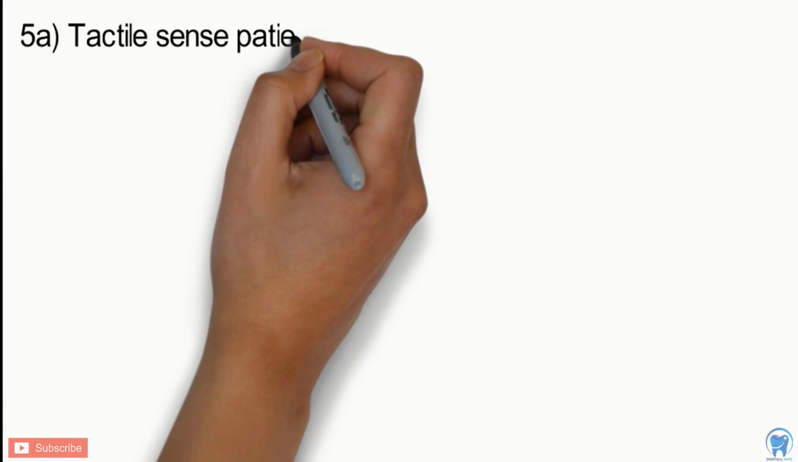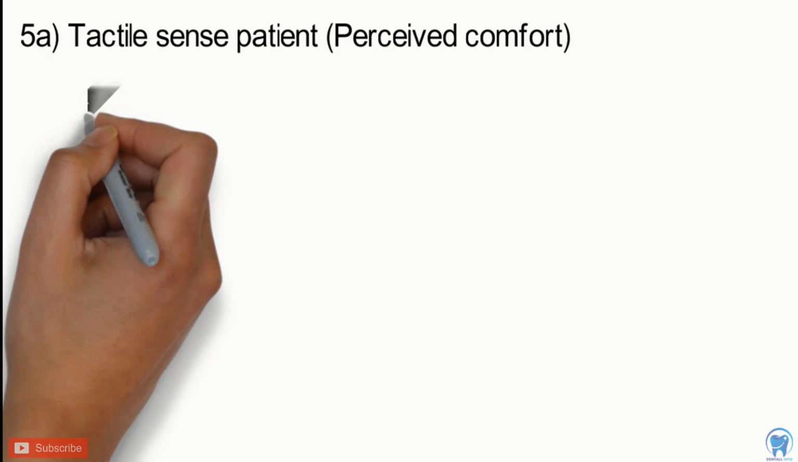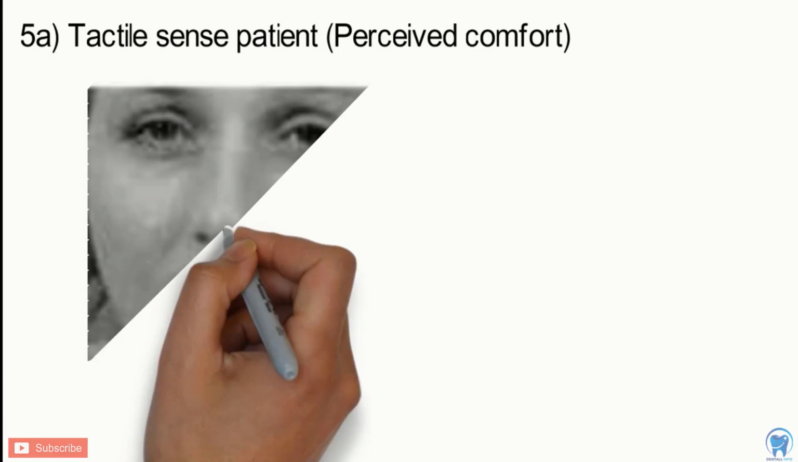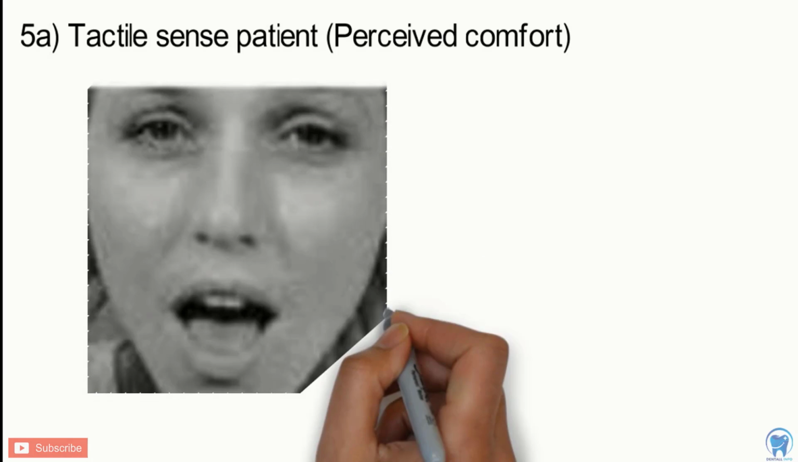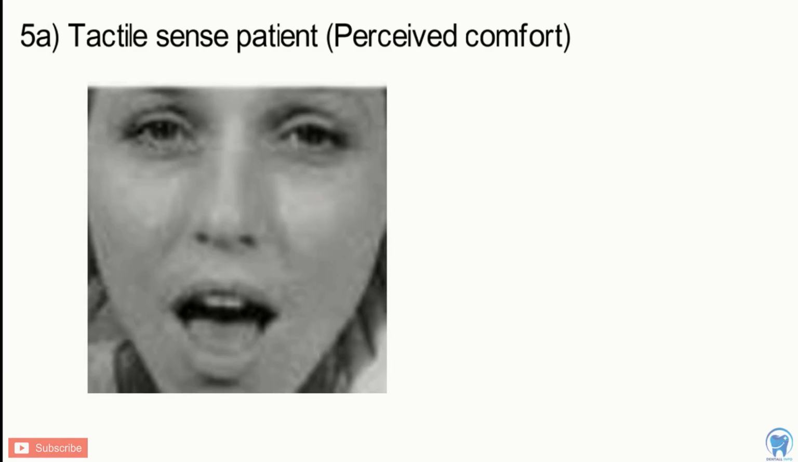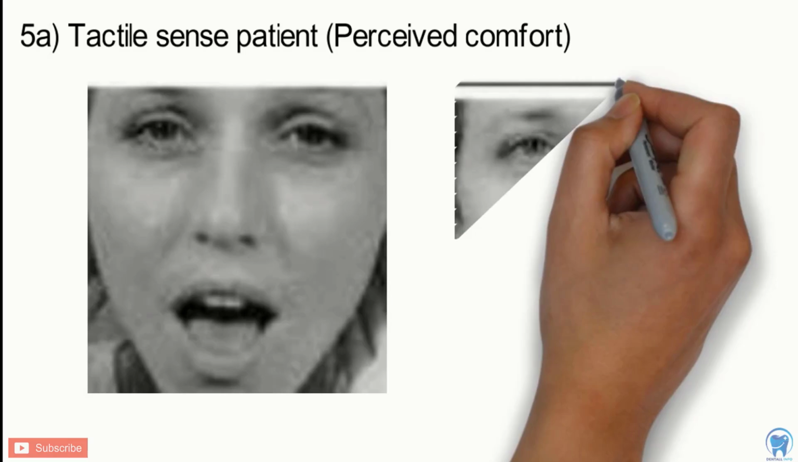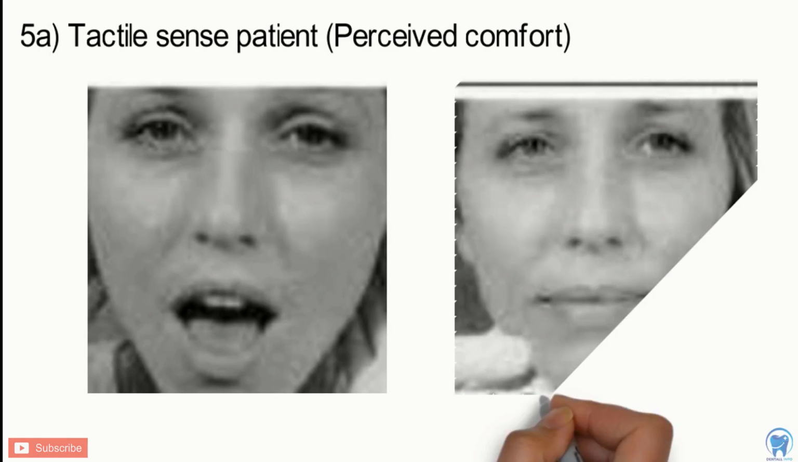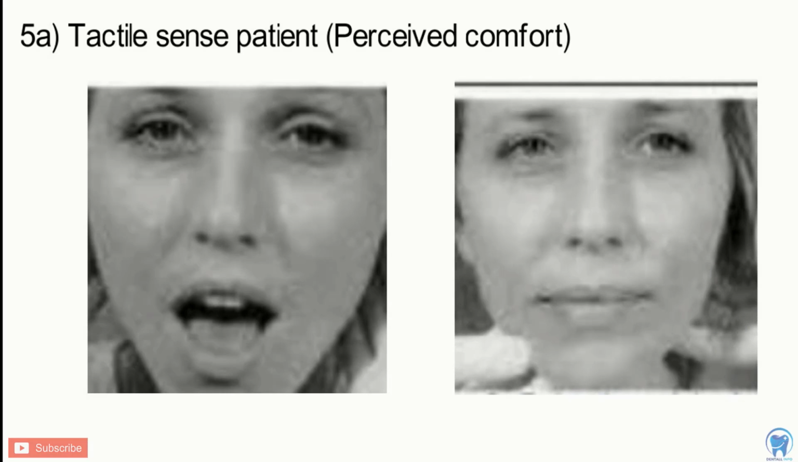The next method is through tactile sense of the patient. The perceived comfort of the patient enables us to know the vertical dimension. In this method, we ask the patient to open his mouth wide till he feels strain in the muscles. When the opening becomes uncomfortable, ask the patient to slowly close his jaws till he or she reaches a comfortable relaxed position. This relaxed position helps us to record the vertical dimension of rest.